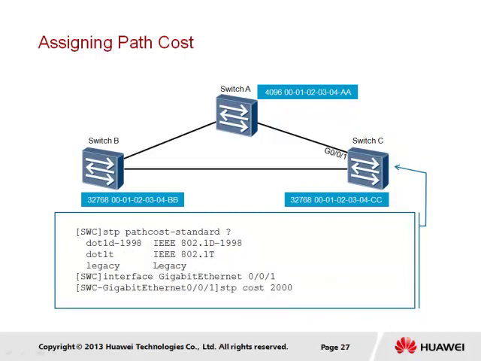If required, it is also possible to specify an alternative path cost standard to the default standard of 802.1t. We see here the use of the command stp pathcost-standard followed by the possible standards that may be selected. We may use this where working together with other switches that may only support alternative standards.